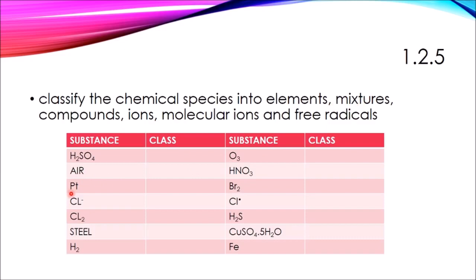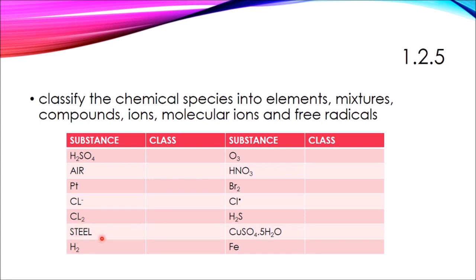Pt, platinum. What is platinum? Platinum is a symbol. That means it is an element. Simple, one thing is written, a symbol is written, so it is an element. Cl negative. Can you see the charge? So what do we write for a charge? It is an ion. Cl2, same atoms bonded together. So you have the same atoms in this case. Cl2 means two chlorine atoms are joined together. That means it is a molecule.